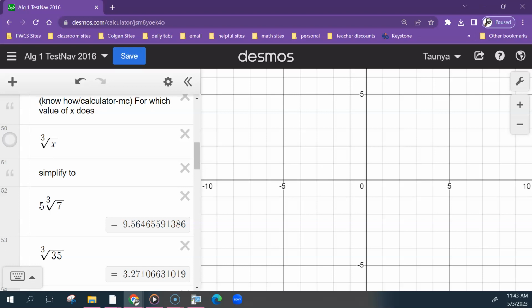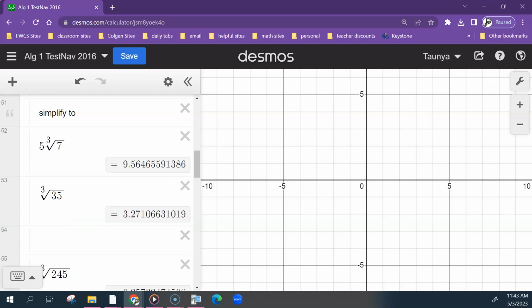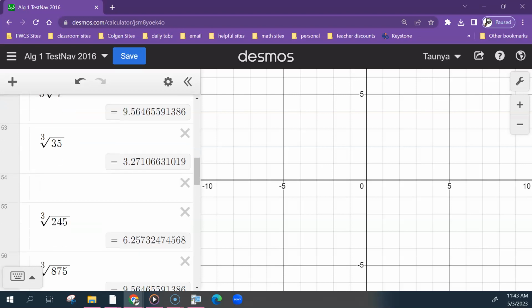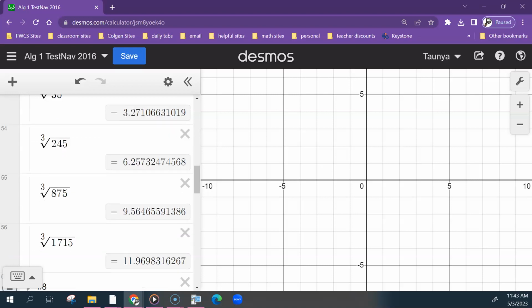Seven, you kind of have to put the answer choices into the problem to figure out which one works. So we know it should simplify to be this. So if you start putting the answer choices in and see which one matches, that would help. So the one that matched was the cube root of 875, or C.